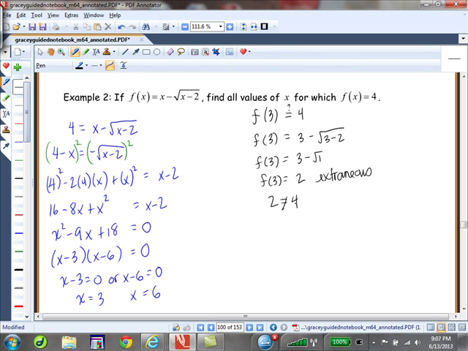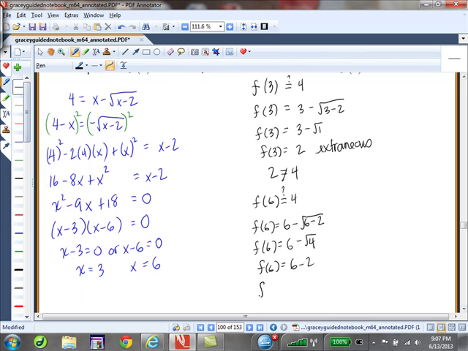Okay. So now, is f of 6 equal to 4? Well, f of 6 equals 6 minus the square root of 6 minus 2. f of 6 equals 6 minus root 4. f of 6 equals 6 minus 2. So f of 6 does indeed equal 4. So we're throwing out x equal to 3 and we're keeping x equal to 6.